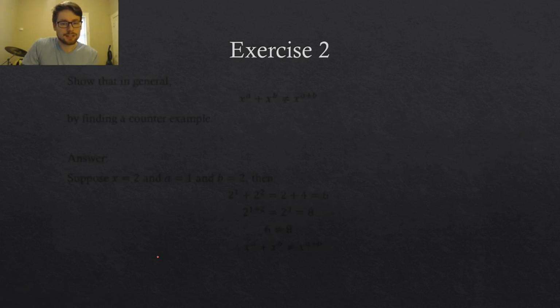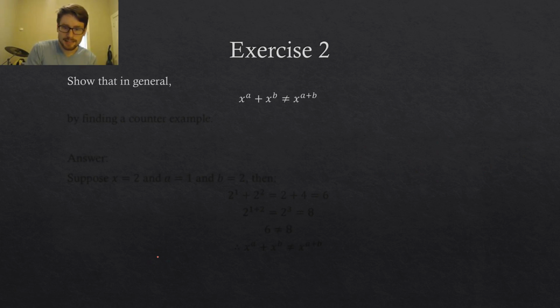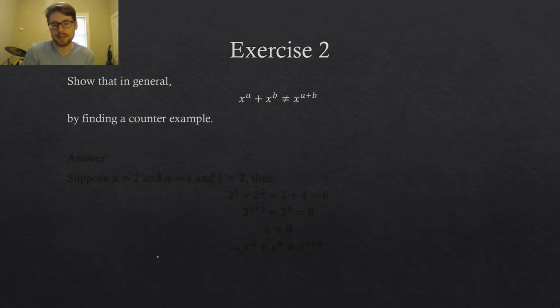Okay, second exercise. Show that in general, x to the a plus x to the b is not equal to x to the a plus b by finding a counterexample. Again, all I want you to do is show that this doesn't work for one case, so it shouldn't work in general. So if you're trying to simplify, this would not be a valid simplification. Okay, so go ahead and give this a try, and then we'll look at the answer together.